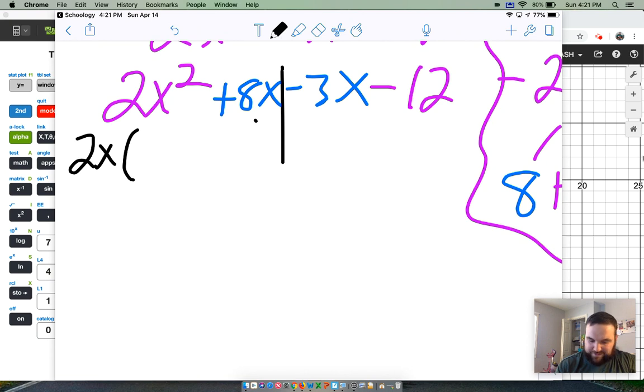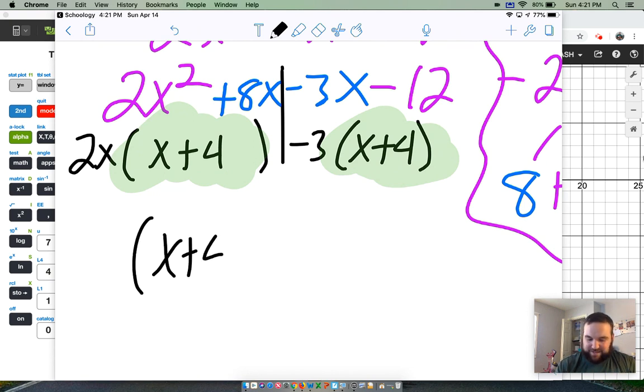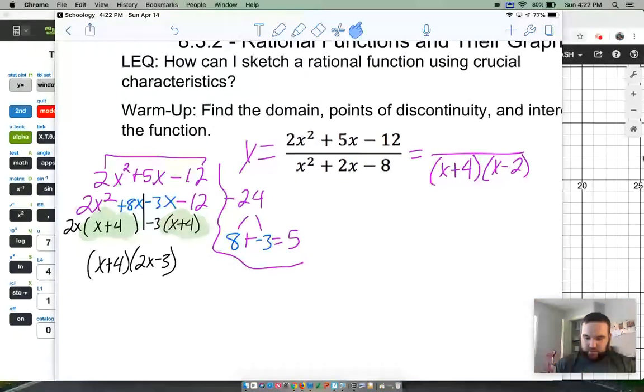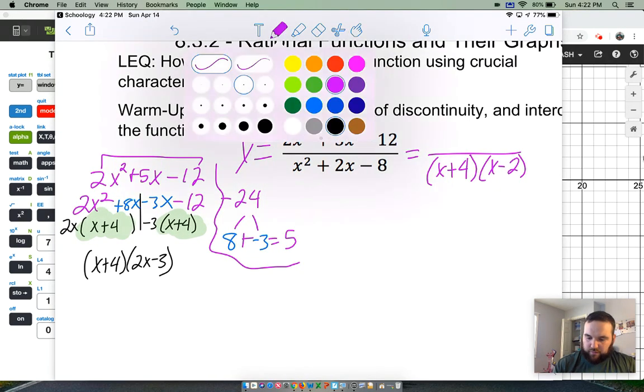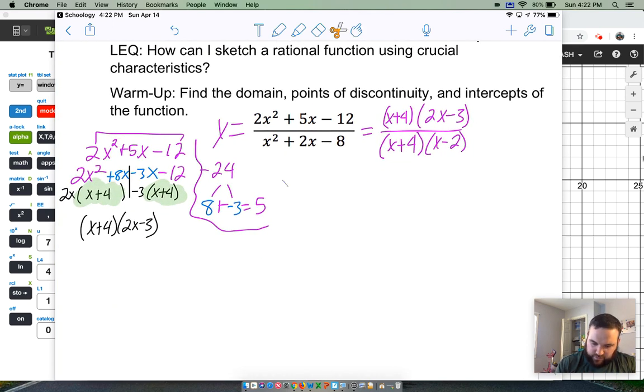So here I have 2x times x plus 4. And then on the right side, I can take -3 from both those terms. And if I do, lo and behold, I am left with x plus 4 again. This is essential when you're doing this type of factoring. You need to see the same thing in parentheses there. So that means the top factors into x plus 4 times 2x minus 3. Okay, so that is going to be how I can replace the numerator of our function. So this would be x plus 4 times 2x minus 3.